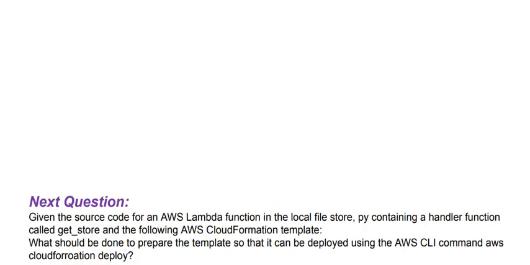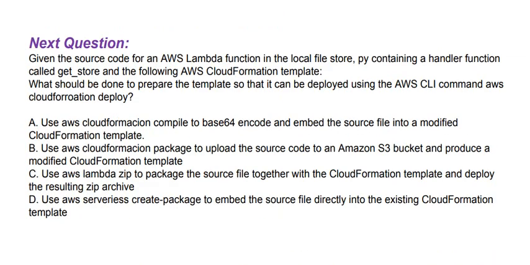Moving to next question. Given the source code for an AWS Lambda function in the local file store.py, containing a handler function called getStore, and the following AWS CloudFormation template, what should be done to prepare the template so that it can be deployed using the AWS CLI command aws cloudformation deploy? Option A. Use aws cloudformation compile to base64 encode and embed the source file into a modified CloudFormation template.